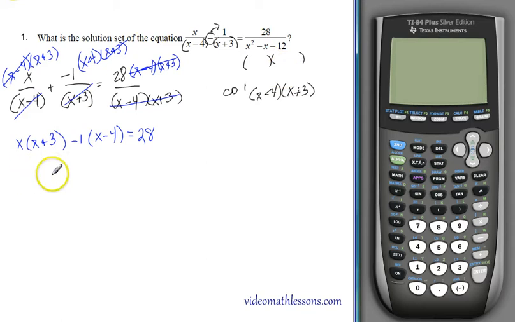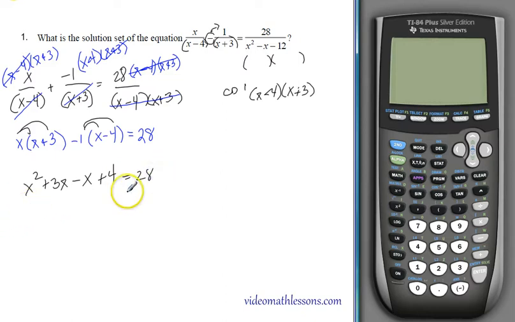Now we've got to clean this mess up. So what we're going to do is distribute each of these. It's quadratic. We're going to set it to 0, factor, and solve. So let's try it. X times x is x squared plus 3x minus x, minus minus is plus 4, equals 28.